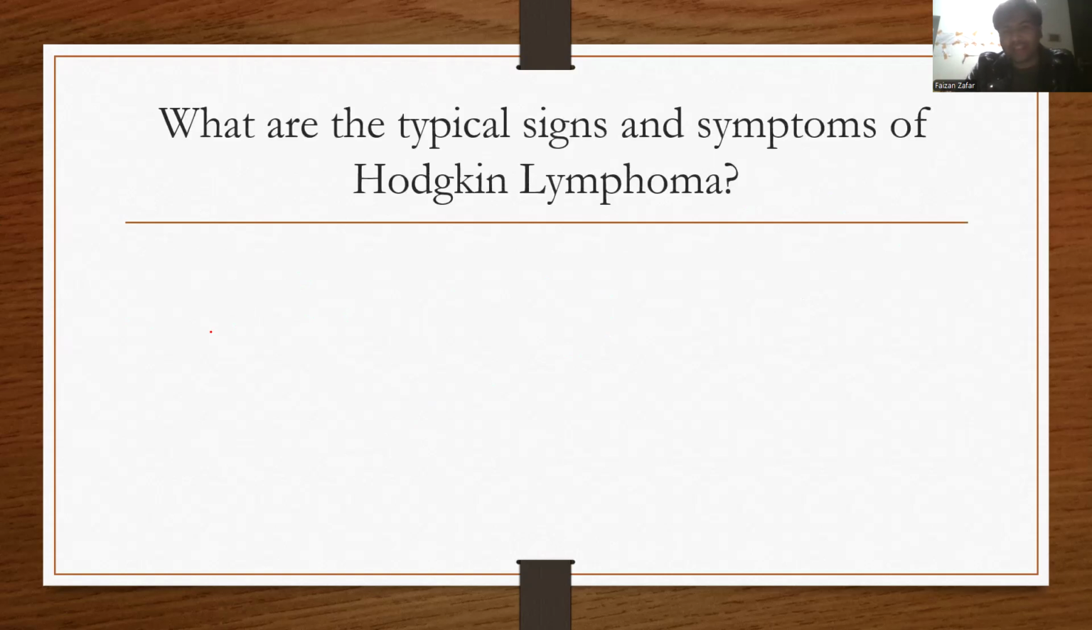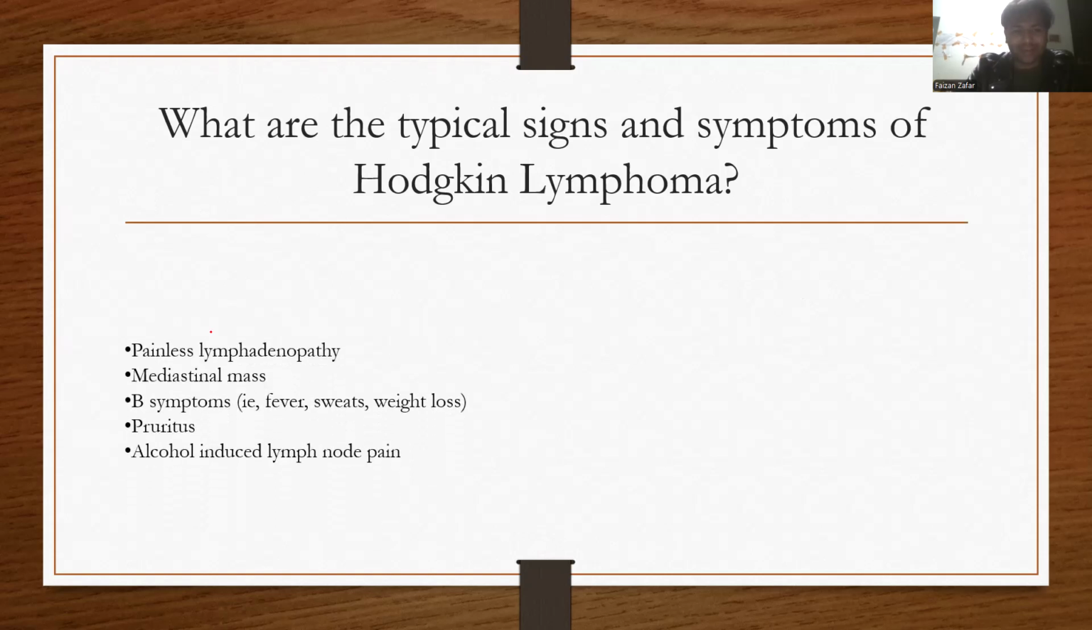What are the typical signs and symptoms of Hodgkin lymphoma? These are painless lymphadenopathy, mediastinal mass, and B symptoms, that is fever, night sweats, weight loss, and pruritus, and alcohol-induced lymph node pain.